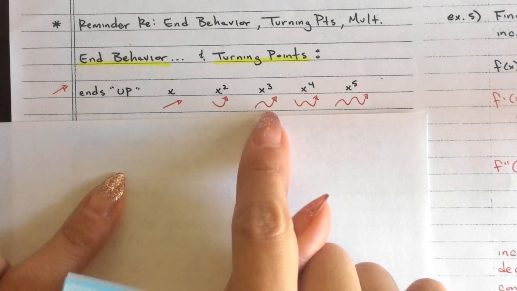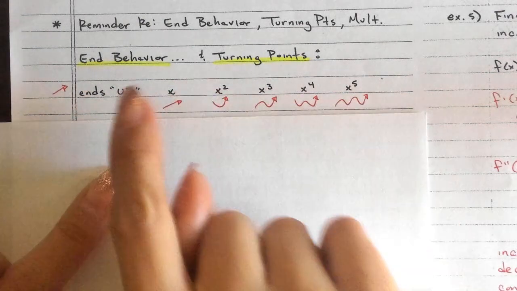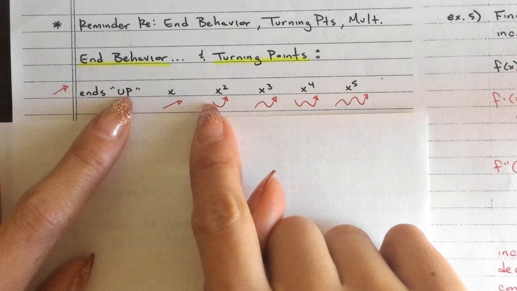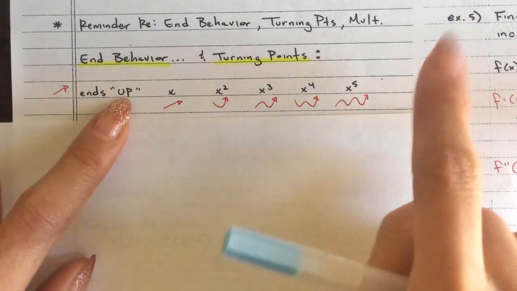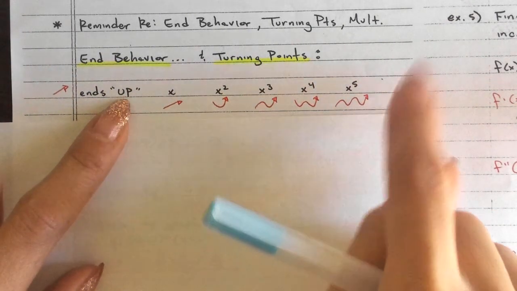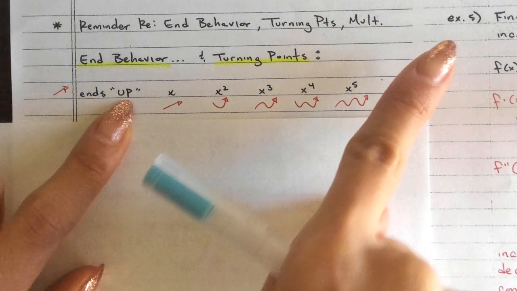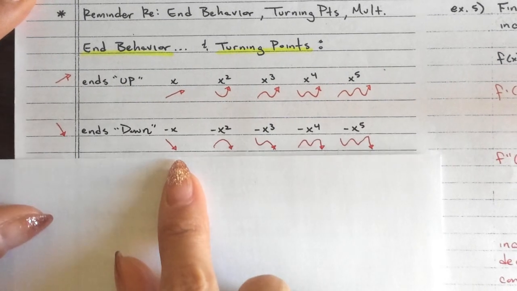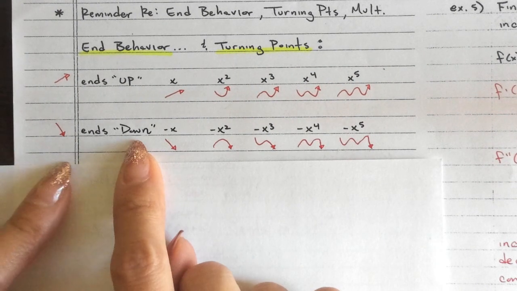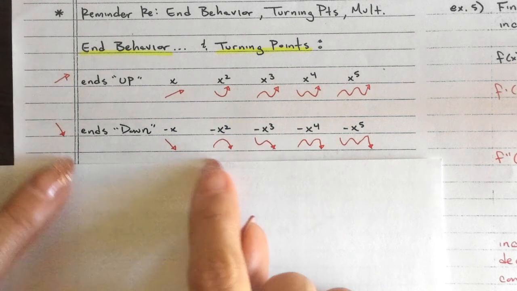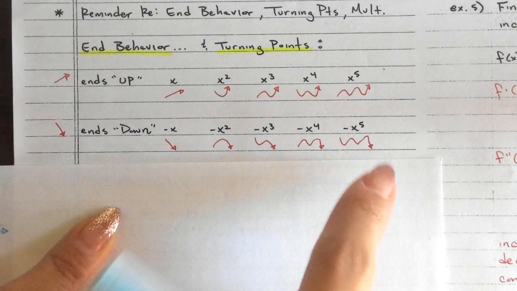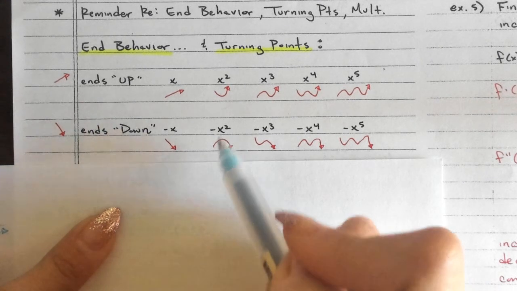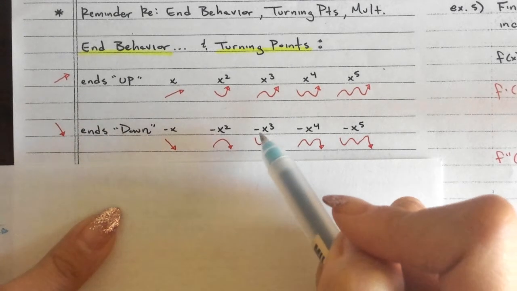Y equals x cubed looks something like this. These are all positive coefficients. When you have a positive coefficient, you end up. See the arrows at the end going up? So you always end up at the top. So up means up here on the right if you have a positive coefficient. If you have a negative coefficient, you end down. So the negative coefficient makes it so that on the right side you end down. And then you know what this looks like, y equals negative x. You know what a negative parabola looks like. This one looks like that.